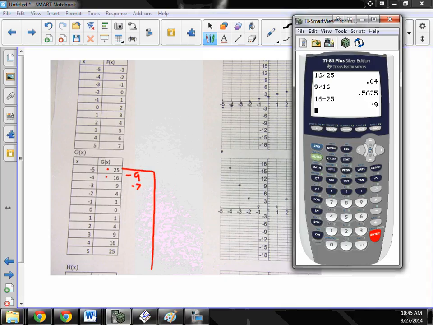Minus 7, minus 5, minus 3, minus 1, then what happens? Plus 1, plus 3, plus 5, plus 7, and plus 9. Obviously not linear. Do you see a pattern in the first differences? Well, we got to be careful.